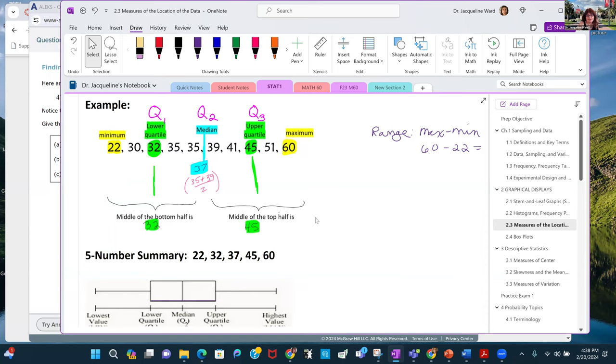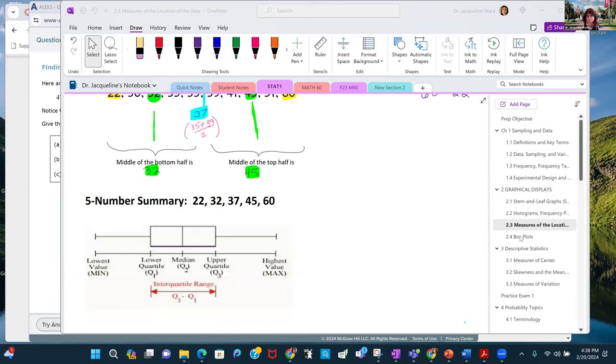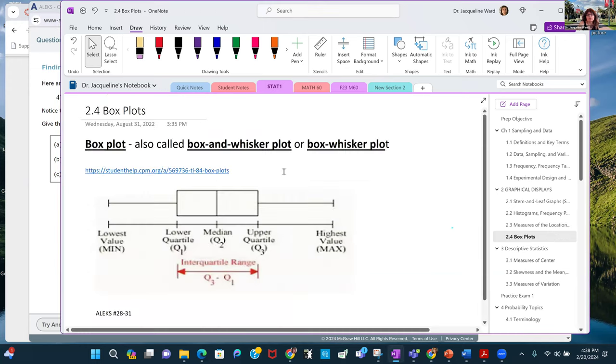And from that, we can graph what's called a box plot, which is what section 2.4 is on in the book. So the box plot, it's also called a box and whisker plot or a box whisker plot. So you have the median of data, the lower and upper quartiles forming that box. And then the lowest and highest give you those whiskers. And so 25% of the data is out here, 25% of the data is out here, and you've got 50% in the box. Right? 25 here and 25 there.